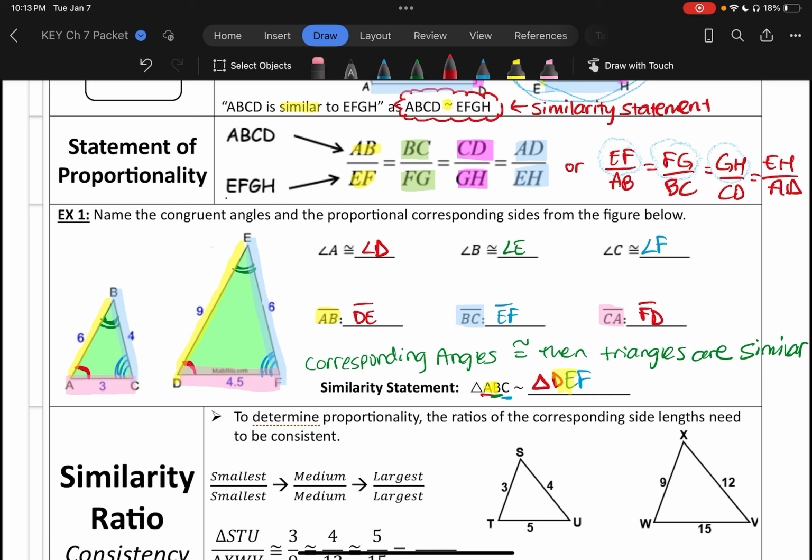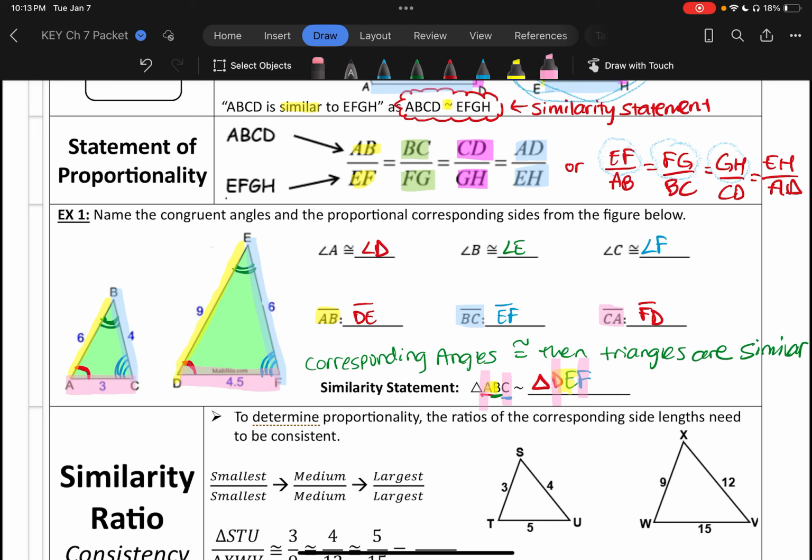You could also just look at it from the statement that we wrote earlier. This is CA, so CA would be FD. It works the same way. So either way that you want to write this, if you have the similarity statement, you can always rely on that to figure out what is corresponding.